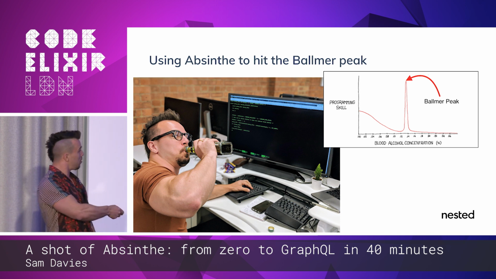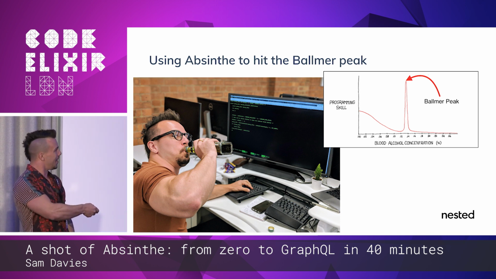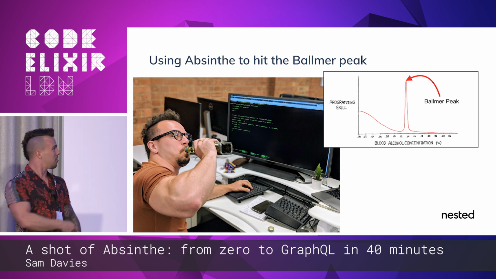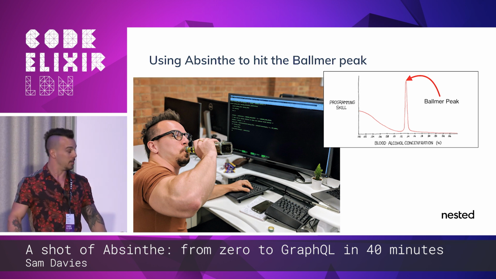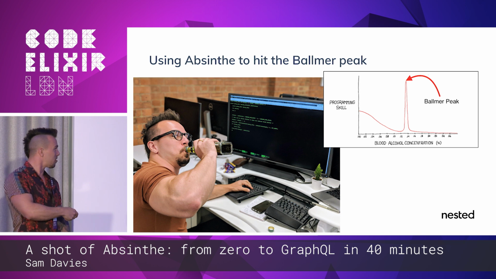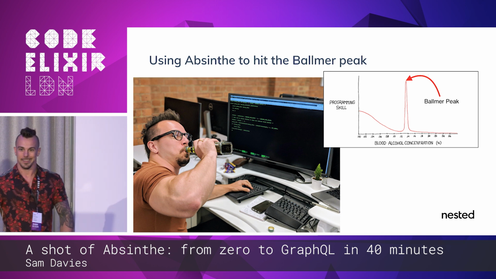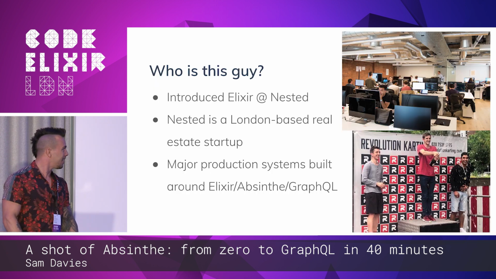It's about using Absinthe to hit this Ballmer peak here. For those of you who don't know, this is an XKCD comic. If you get your blood alcohol concentration just right, you get superhuman programming abilities. This is me in the Nested office attempting to get here. I actually ended up somewhere over here, so it takes a few tries.